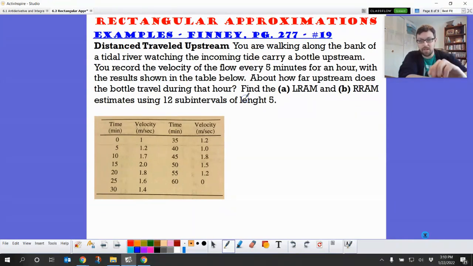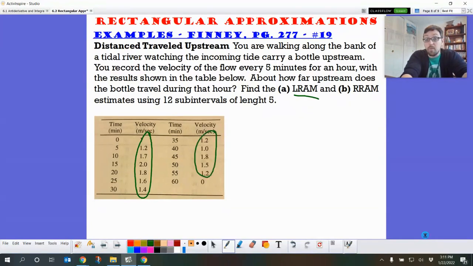Ooh. But we're going to deal with that later. For now, let's just say LRAM and RRAM are going to tell us how far it has traveled during that time. If we want to do LRAM, the left-hand rectangular approximation method, that means we want to make sure the left-hand side of the rectangle is on our function. So we're going to use all these and all these, but we won't use the last one. When we go after RRAM, we're going to use all these and all these, but we won't use the first one.